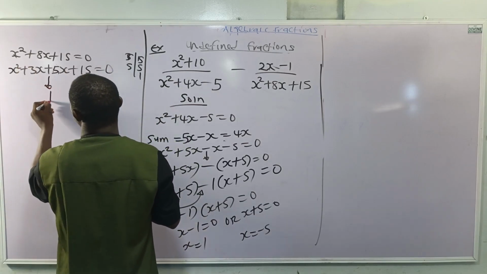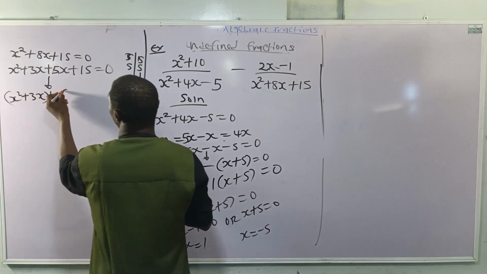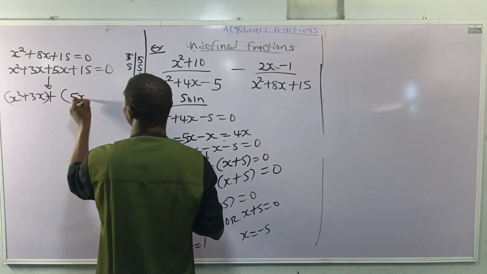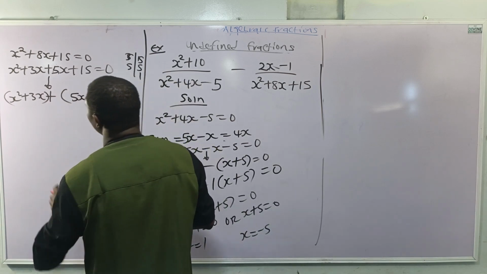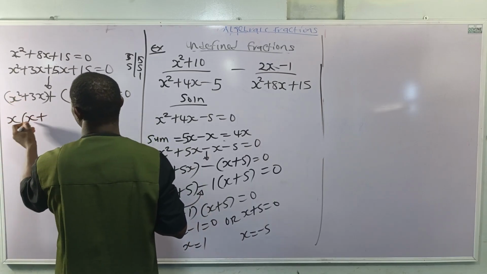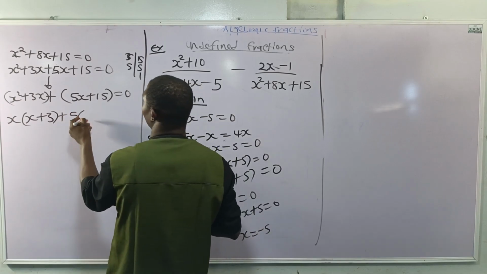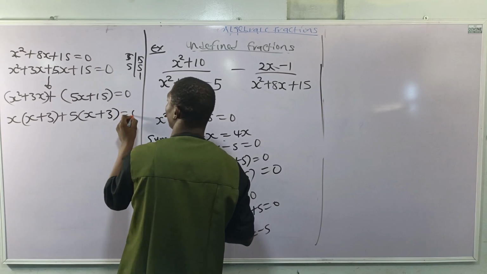I'll bring this sign exactly the way it is. So I have x squared plus 3x in brackets. Since this plus is outside, all the signs remain the same. So this becomes 5x, this becomes 15 equal to 0. Now, x is common. x squared divided by x is x, and 3x divided by x is 3. Plus what's common here is 5. 5x divided by 5 will give me x. And 15 divided by 5 will give me 3, equal to 0.